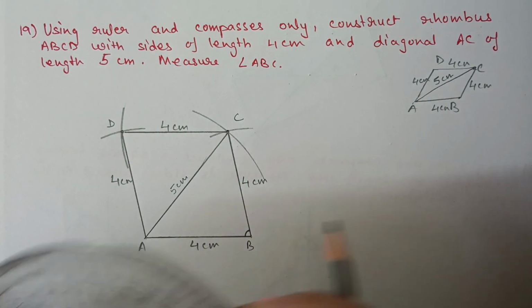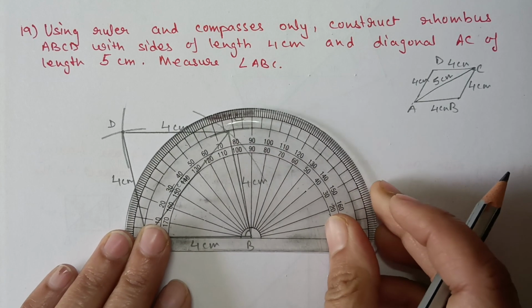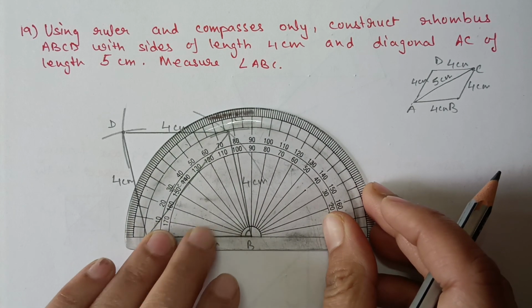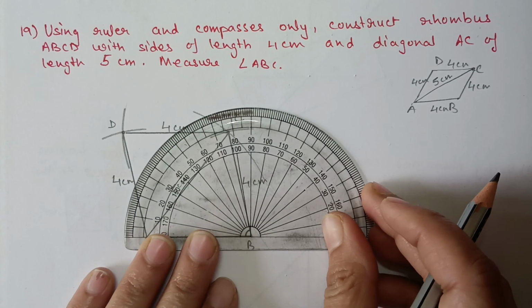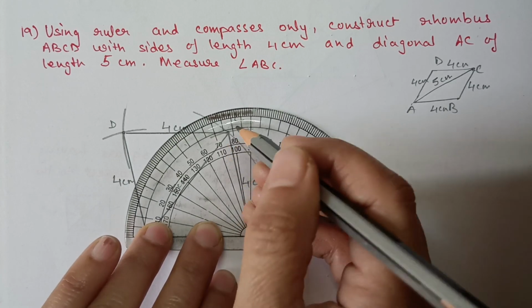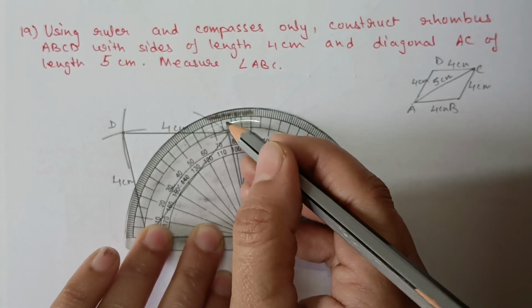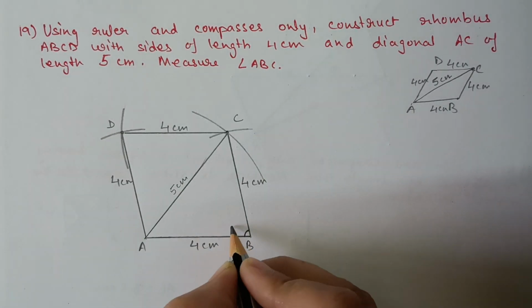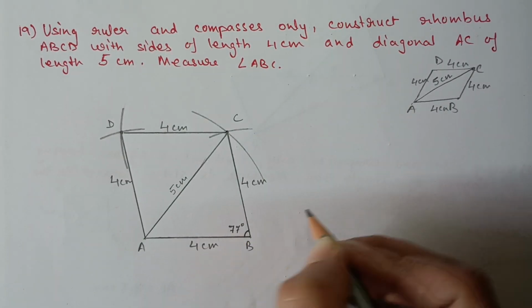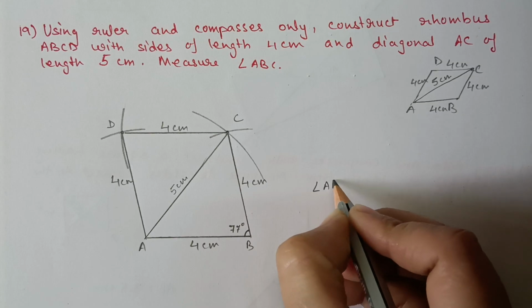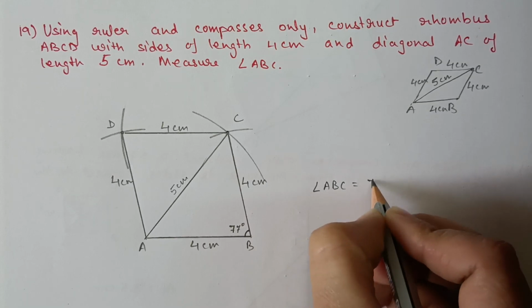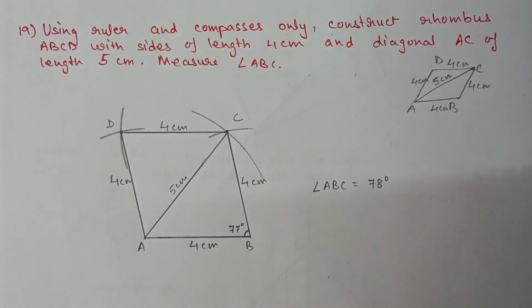Now in the question they have asked us to measure angle ABC. ABC means this angle. So keep your protractor at B, join baseline and measure this angle. It is coming nearly 77 or 78 degree. So angle ABC is equal to 78 degree.